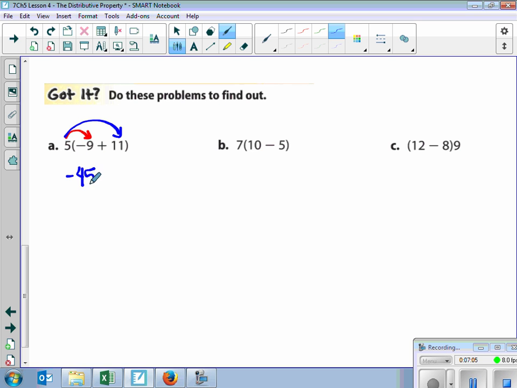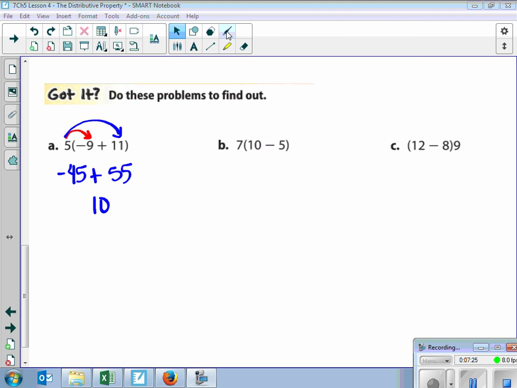Okay? So, we've got 5 times negative 9 is negative 45. And I'd like for you to write it below. Plus 5 times 11 is 55. And now, this is what you're going to simplify. So negative 45 plus 55 gives me positive 10.